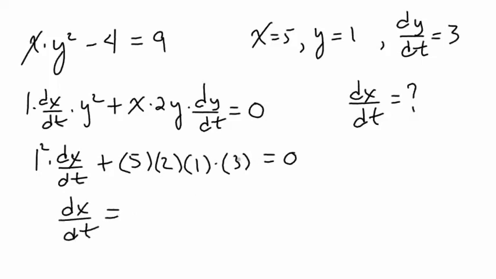What is all this? I bet we could do this in our heads. 5 times 2 is 10, times 1 is 10, times 3 is 30. Take it over to the right-hand side so it becomes negative 30. That was actually easy. That's a pretty good number there, isn't it? Negative 30.